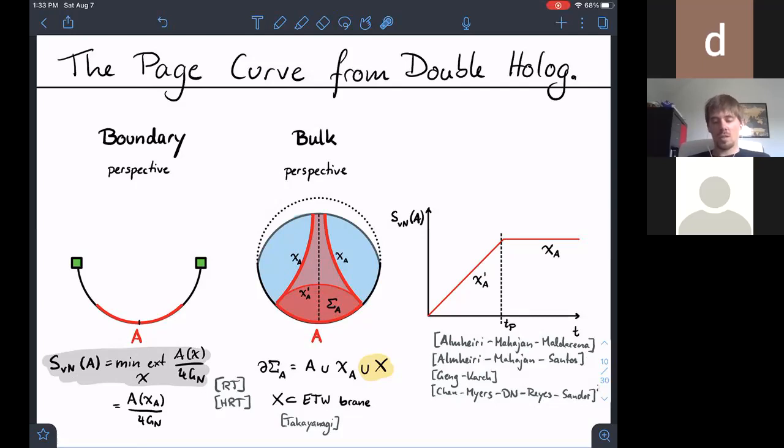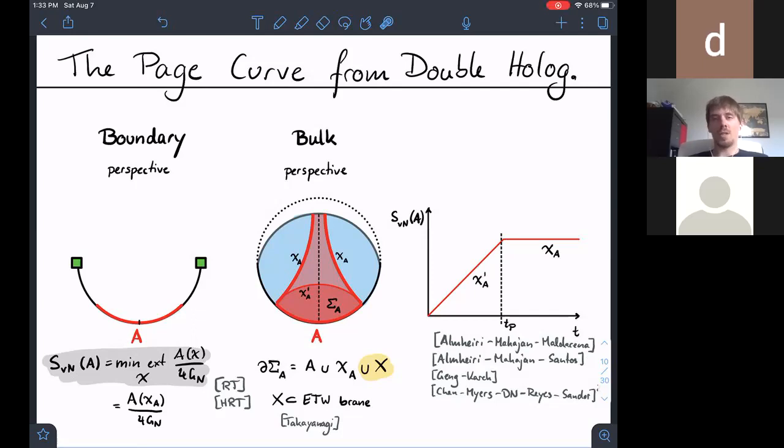But in the case of AdS/BCFT, this homology constraint only needs to hold up to regions in the brane. So here you see that chi A and A do not quite completely enclose a partial Cauchy slice, but that's okay because the missing part of the boundary lies within the brane. Okay, and so one can now use this to compute the von Neumann entropy as a function of time.